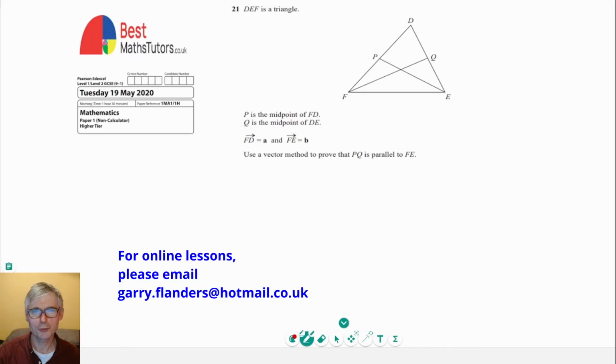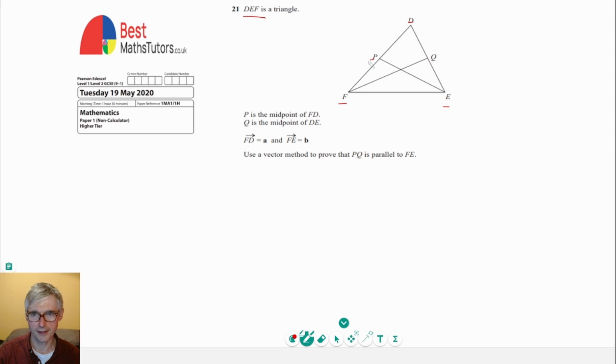This is question 21, and it's a question about vectors, which can be one of the most tricky topics. So what we've got here, DEF is a triangle. So we can see DEF representing the triangle. And we're told that P is the midpoint of the line FD, so the line going from F to D. Q is the midpoint of the line DE, so the line going from D to E. Midpoint of that is Q.